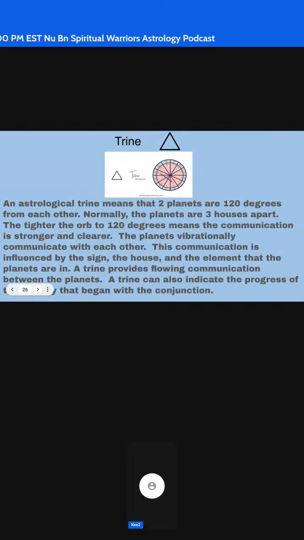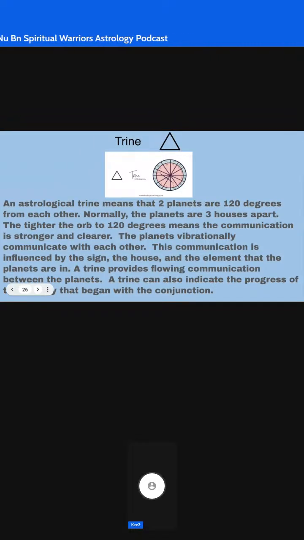Trine. An astrological trine means that two planets are 120 degrees from each other. Normally, the planets are three houses apart. The tighter the orb to 120 degrees means the communication is stronger and clearer.